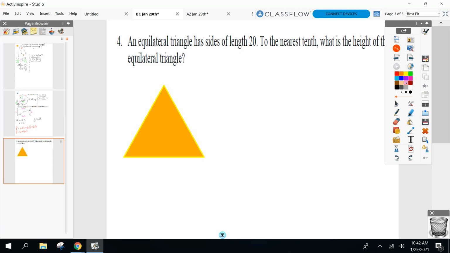Equilateral. That tells me some facts. Equilateral has a side of 20, meaning they're all 20, right? I'll just throw 20 on that side.